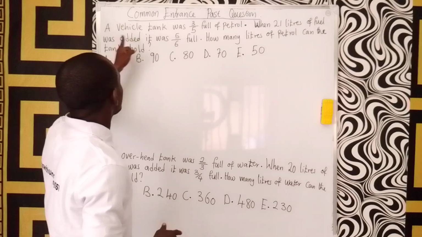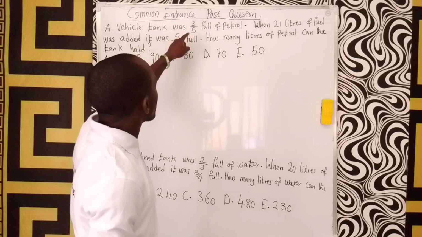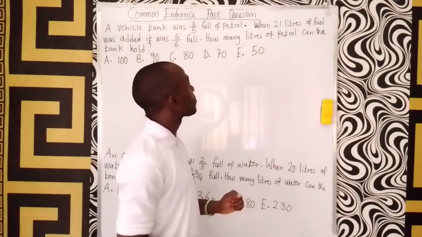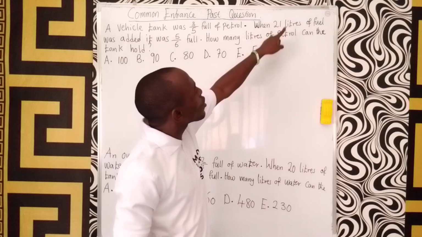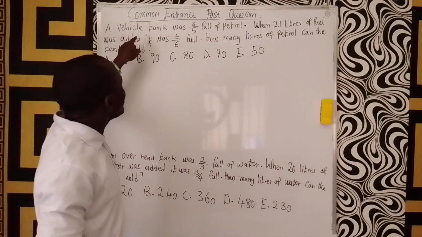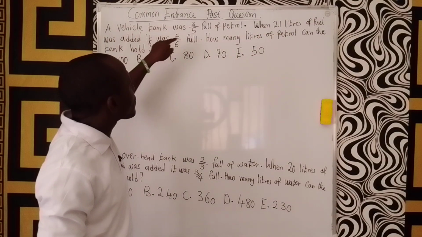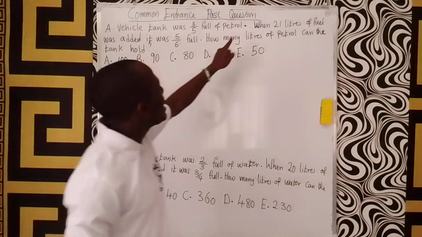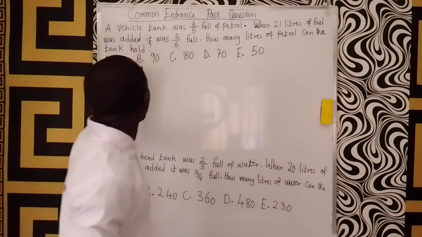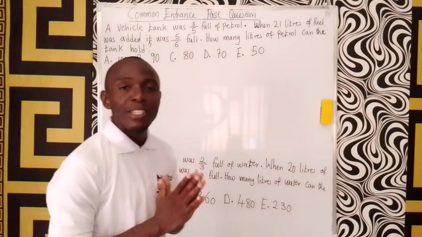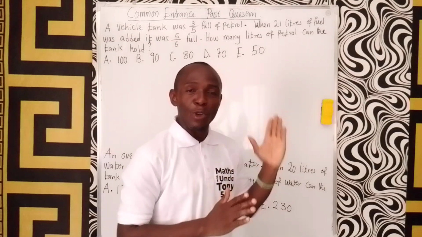A vehicle tank was 3/5 full of petrol. When 21 liters of fuel was added, it was 5/6 full. How many liters of petrol can the tank hold? Let's have a little demonstration before we solve the question.